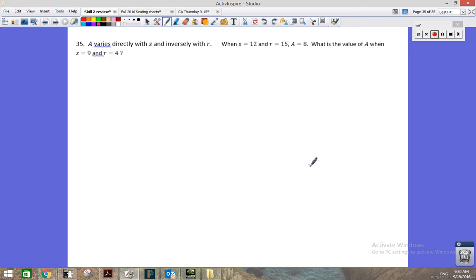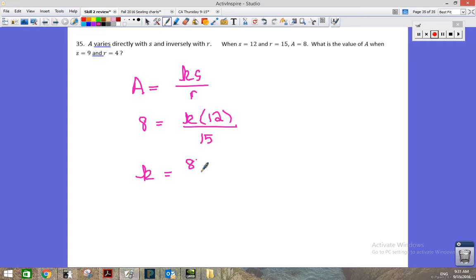Now here, it will have us go one step further. Let me show you what I mean. I've got a that varies directly with s, but inversely with r. So when I see inverse, I'm always thinking division. It's now going to give me information about a and s and r so that I can determine that constant k. A is 8. I'm going to figure out what k is. This s is 12. And this r is 15. So this k is 8 times 15 divided by 12.